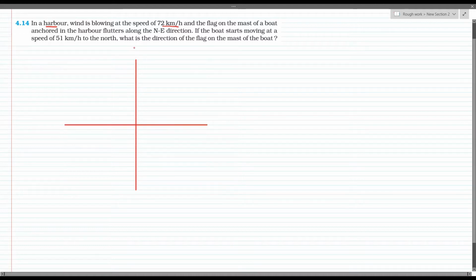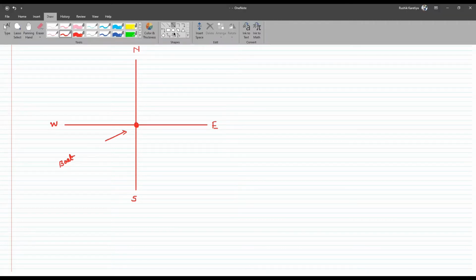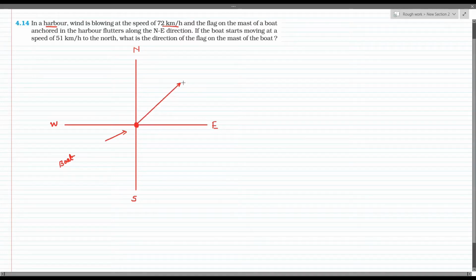Here it is north, it is south, this is east, and this one is the west, right? For example, the boat is anchored here. Suppose here it is a boat, right? Now when the boat is still, the wind is being blown in the direction of northeast. So north is a specific direction right here.